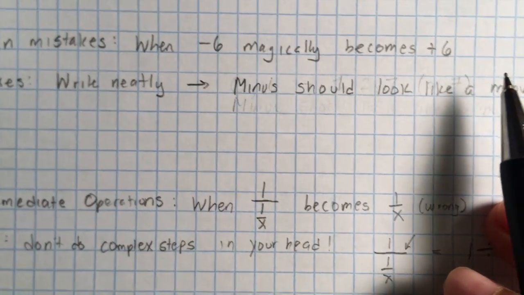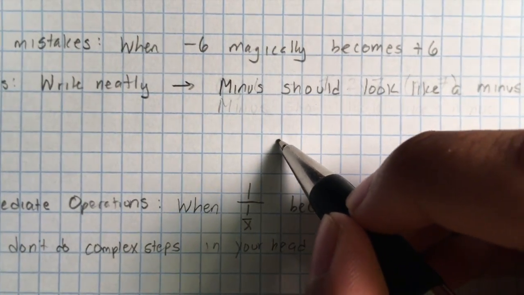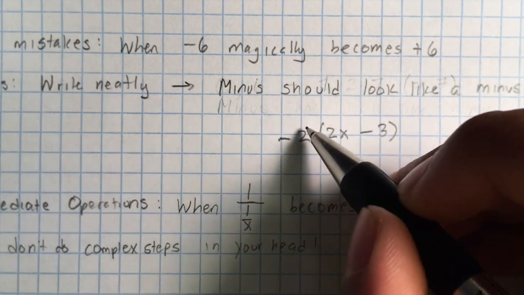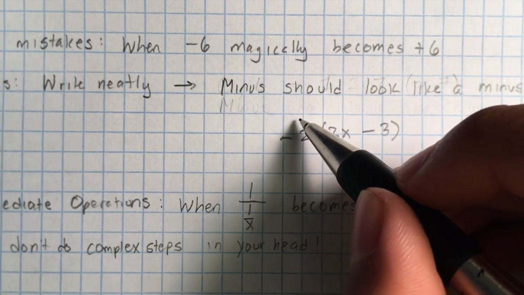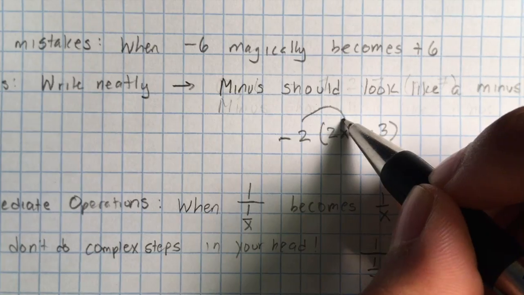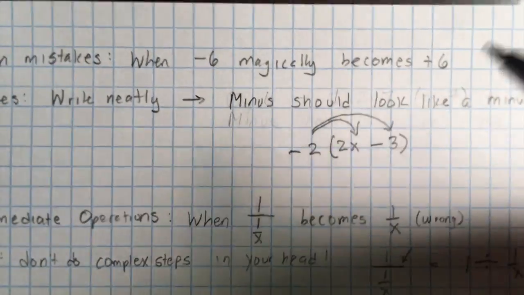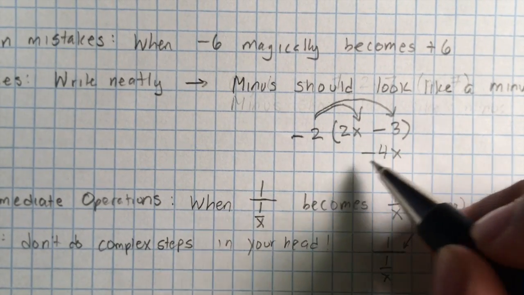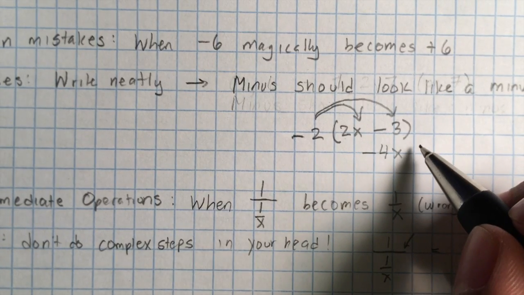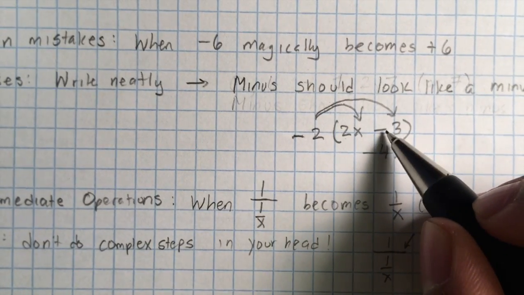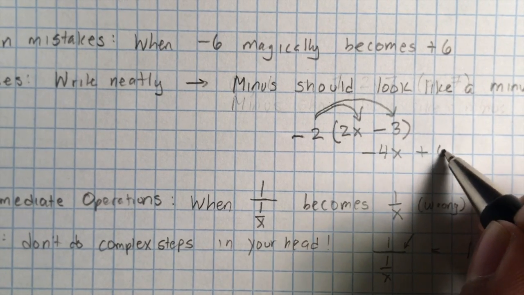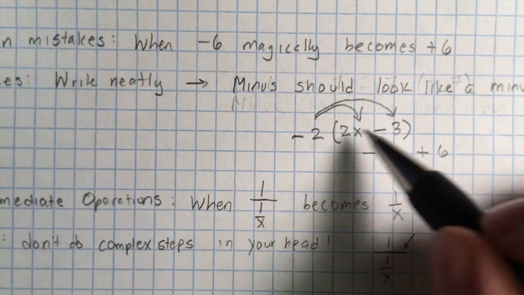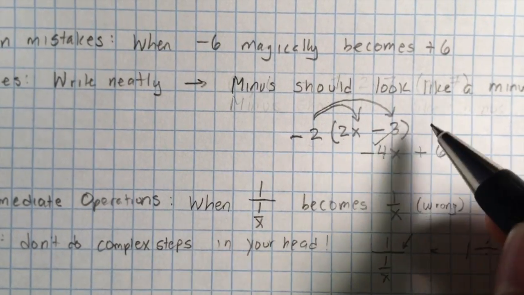Another thing is, let's say you're doing some distribution, for example, minus 2 times 2x minus 3. Not just for the negative sign, but also for the numbers, what you should do is draw an arrow like this, draw an arrow like that, and then you can multiply it and get negative 4x. Minus 2 times 2 is negative 4. And then the minus multiplies to the minus, and you get a plus 6. And you can make sure that this minus is in fact negative, and these two negatives become a positive, so you're good.